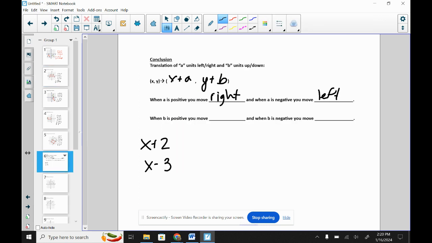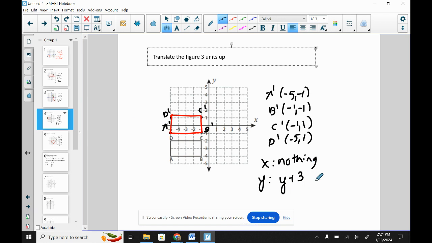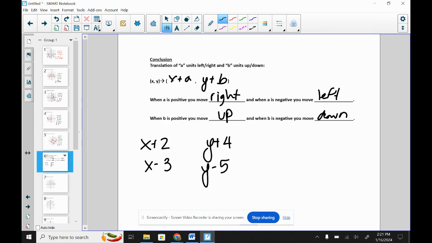Okay, what about the B for the Y? When B is positive, like Y plus 4, we move up. But when B is negative, like Y minus 5, we move down. Again, here, down, right? We subtracted. It was negative. Up, we added. It was positive. So that is a little bit of a refresher on what's happening with translations when we move left or right.